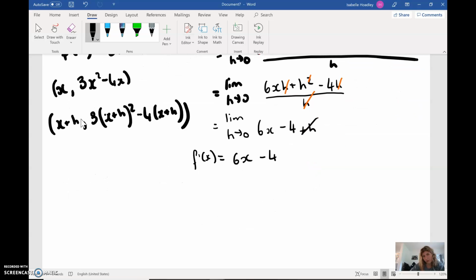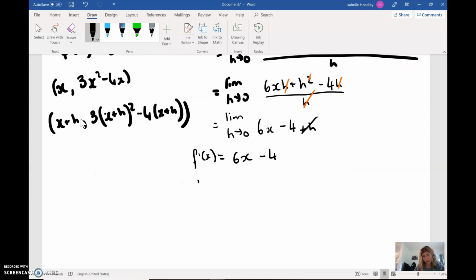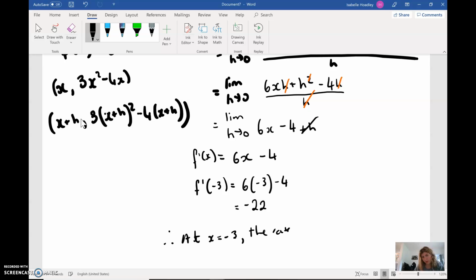Now, if I wanted to, I could then use this function and I could find the gradient at any point. So say I was finding my f dash of negative 3. I could substitute that in, 6 times negative 3 minus 4. It's going to give me a value of negative 22. So I could say then at x equals negative 3, the rate of change, I could also just say f dash of negative 3, or I could say the gradient, or any of that, is negative 22.